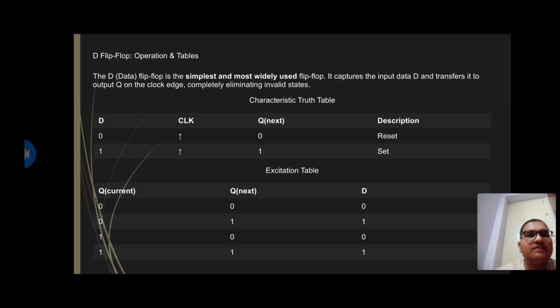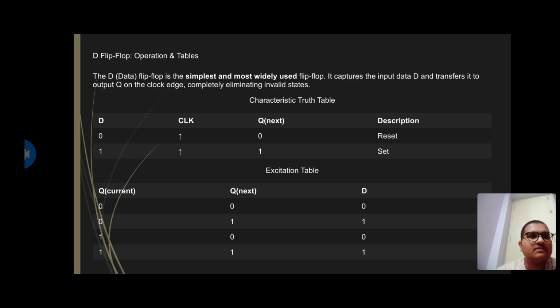Next, D flip flop. The D flip flop is nothing but the data flip flop, the simplest and most widely used flip flop. It captures the input data D and transfers it to the output Q on the clock edge, completely eliminating invalid states. D flip flop is the one most commonly used by us. It eliminates invalid states.